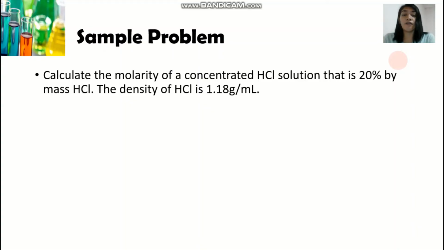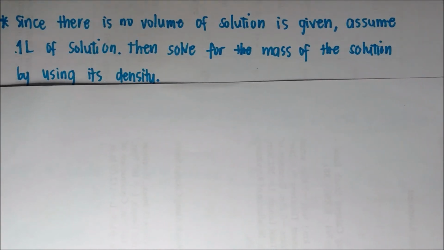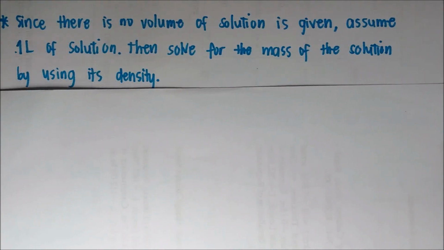Okay, last problem for molarity. Calculate the molarity of a concentrated hydrochloric solution that is 20% by mass hydrochloric acid. Okay, the density of hydrochloric acid is 1.18 grams per milliliter. Since there is no volume of solution given, we assume 1 liter of the solution.